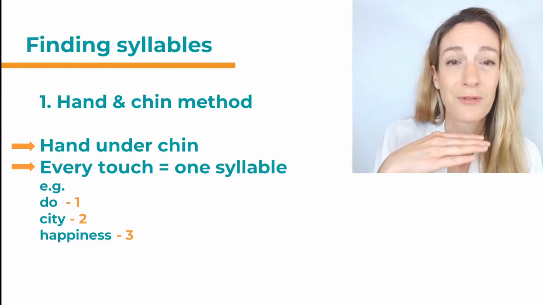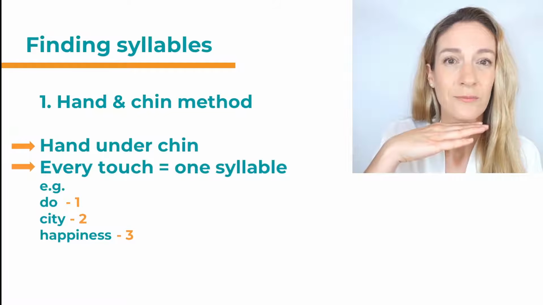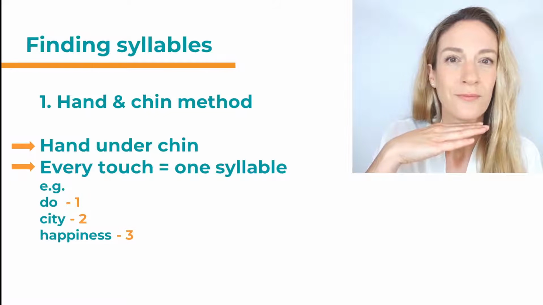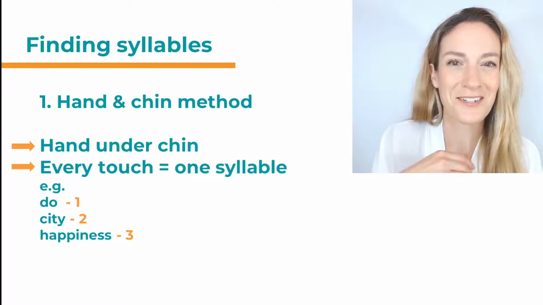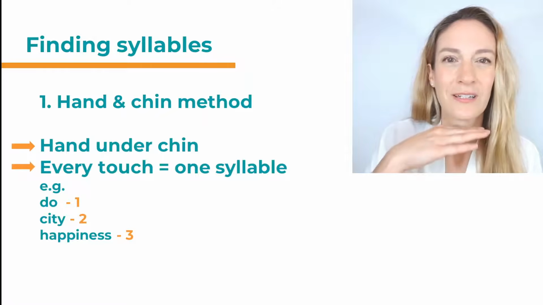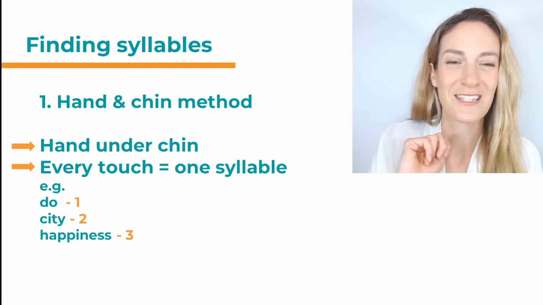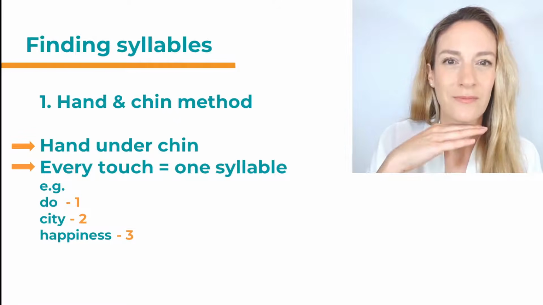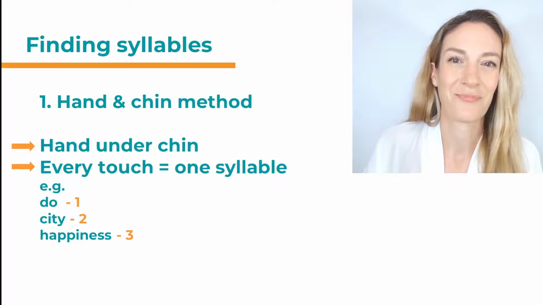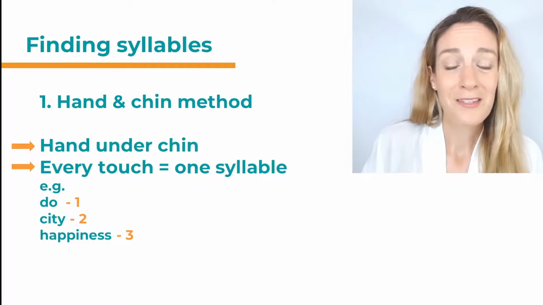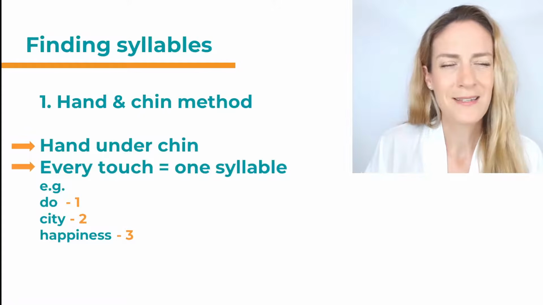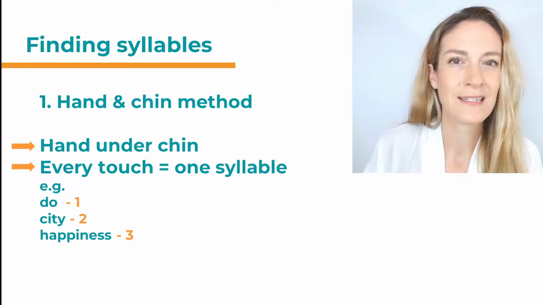So we have a couple of words here. I'm going to say the first one. Do. Exactly 1 very gentle touch. Let's say the next one. City. Again, 2 touches. And the last one. Happiness. 3 touches.